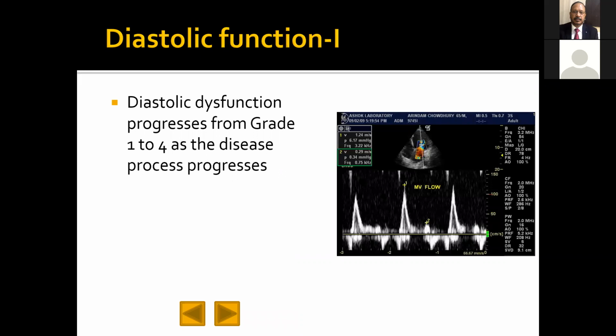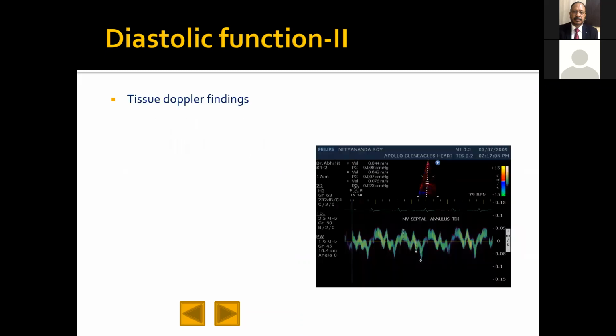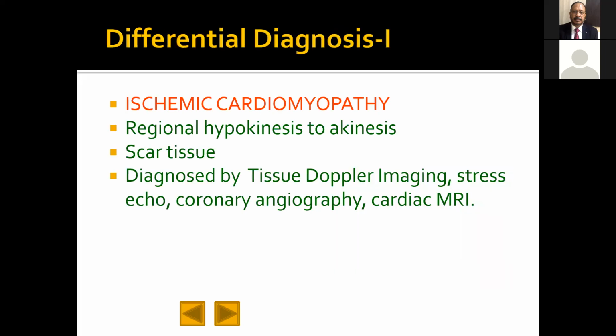Diastolic function progresses from grade 1 to grade 4 as the disease progresses. Tissue Doppler findings: all the waves become small.